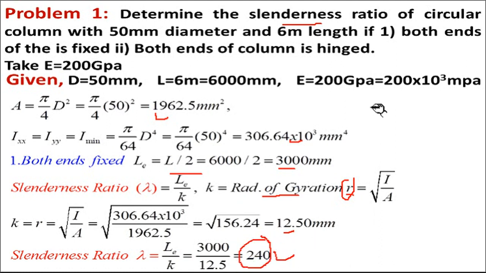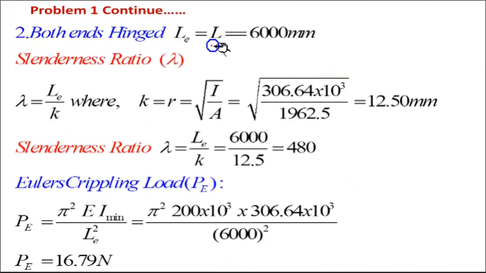Okay. And second case, when both ends are hinged. Hinged is also called a pinned support. Pin end or hinged end, both are same. Sometimes in the problem it is mentioned that both ends of the column are pinned. Pinned means it is hinged. When both ends are hinged, effective length L is equal to L itself. So it will be 6000 mm.